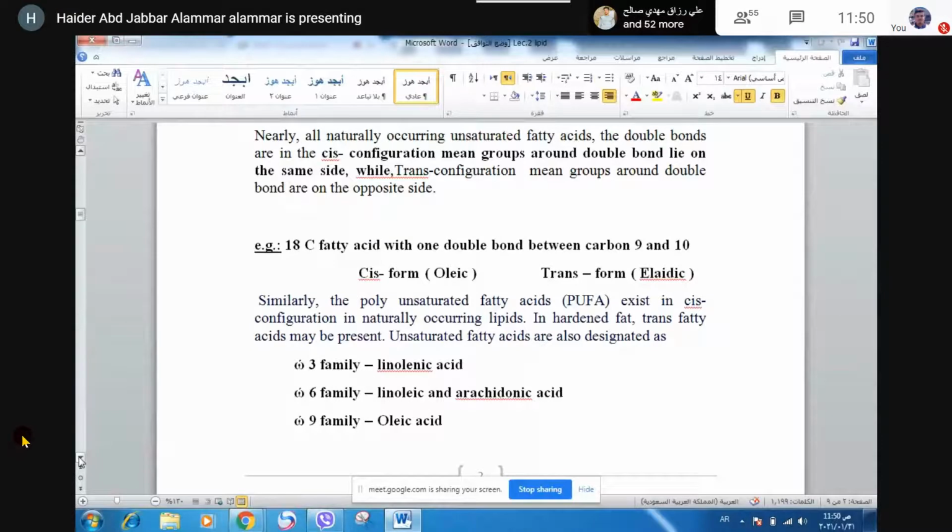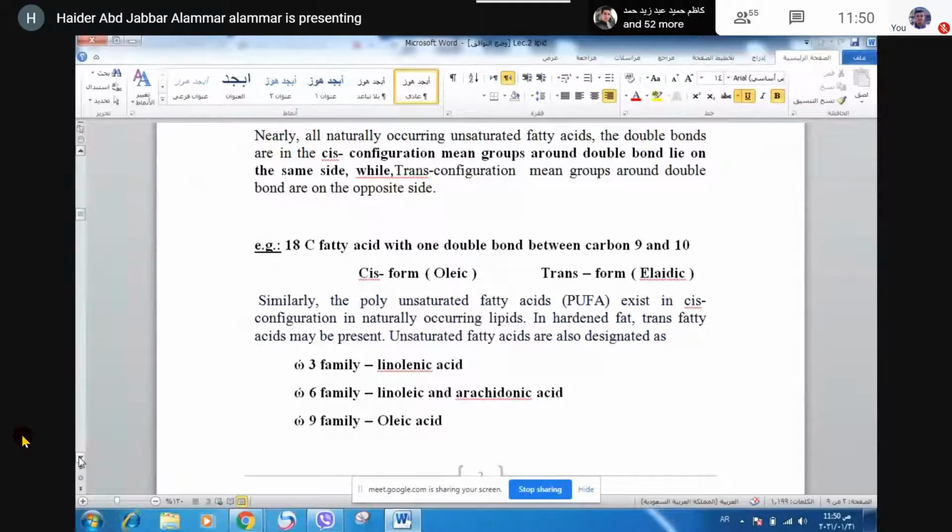As I said a few seconds ago, in hardened fat, trans fatty acids may be present. So keep in mind that hardened fats are mainly trans, while liquid fats, oily fats, are in the cis configuration.